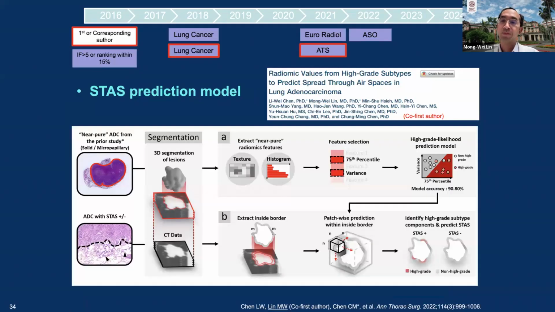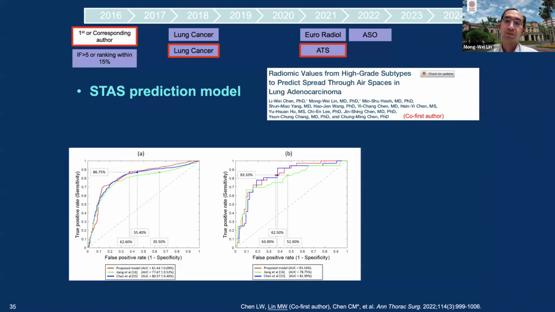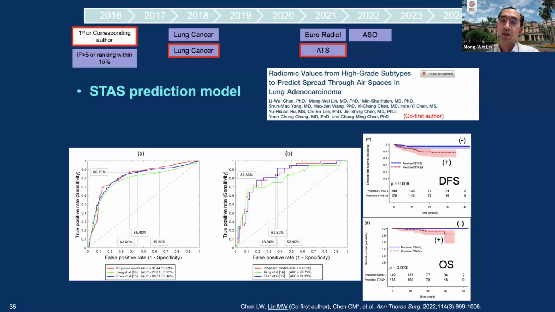In this work, we first segmented the peritumoral region on CT, and then applied the high-grade texture features we had identified in our previous study to construct a model that could predict the presence of STAS. This model showed very good predictive performance. And when we validated it in an external cohort, it was able to stratify patients' disease-free survival and also overall survival quite effectively.